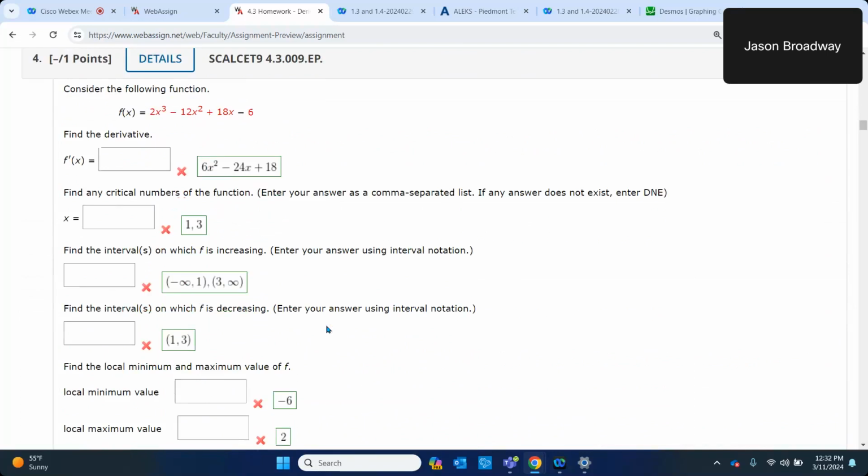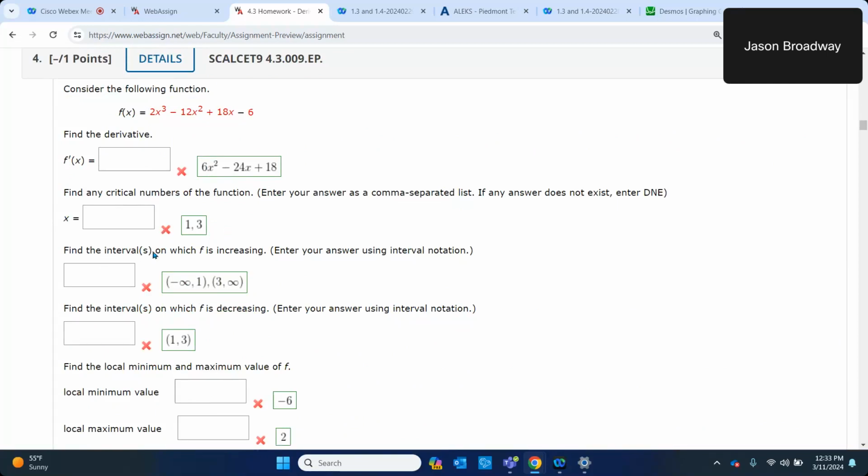Now, number 4, consider the following function right here. Find the derivative. Well, just do the power rule and the sum difference basic rule. You'll get this. Find any critical numbers. You just set f prime equal to 0 and solve. That'll be where our slopes equal 0, right? And the x values that make f prime equal 0 are 1 and 3. Check it and see by algebra.